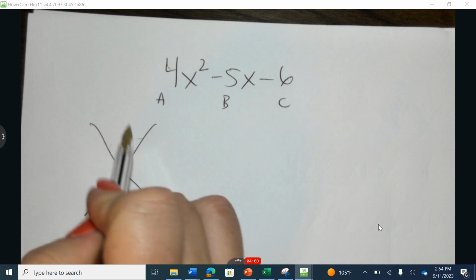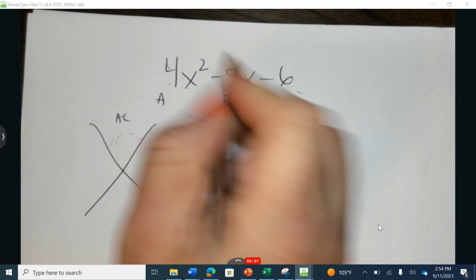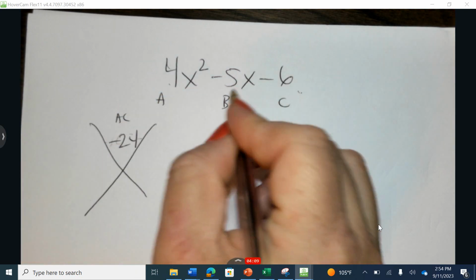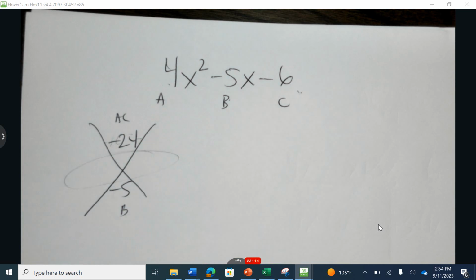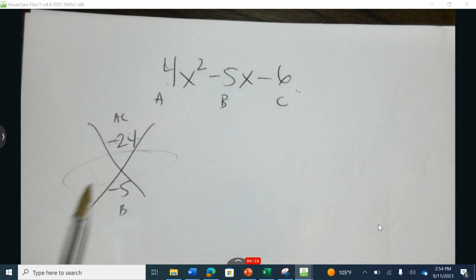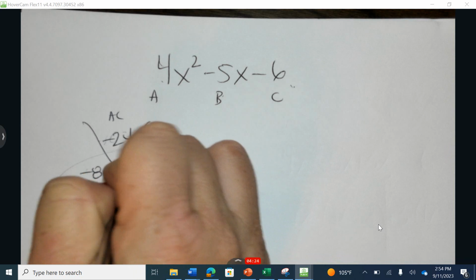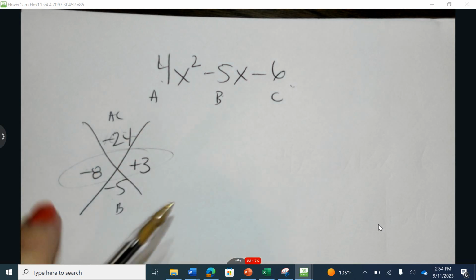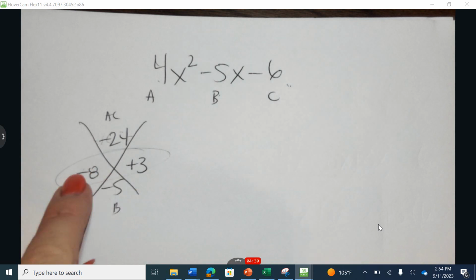We're going to multiply in this position the A times the C every single time. So 4 times -6 is -24, and I'm going to put down my B every single time in this position. And the same way, I'm trying to figure out that combination that is going to multiply to give you -24 and combine to give you -5. Now, we know from doing it using the previous method, it's -8 and +3. Now, this would be different if you said +8 and -3, you'd get it wrong. The sign on these matters.